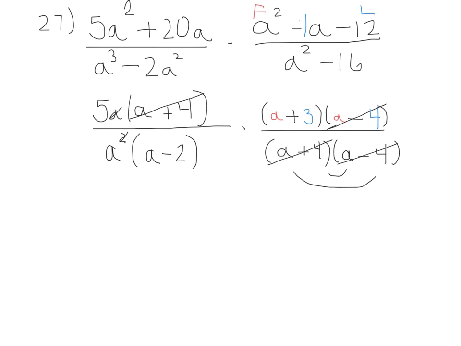So on top, if I multiply across, I have just 5 left in the first fraction and a plus 3 in the second. And on the bottom, all that I have left is a, and then the quantity a minus 2. Nothing else cancels. That is my final answer. I may distribute if I want, but I do not have to.